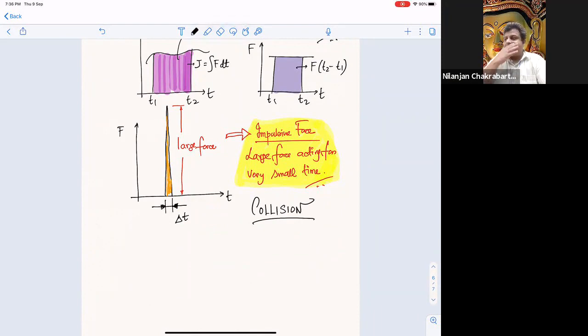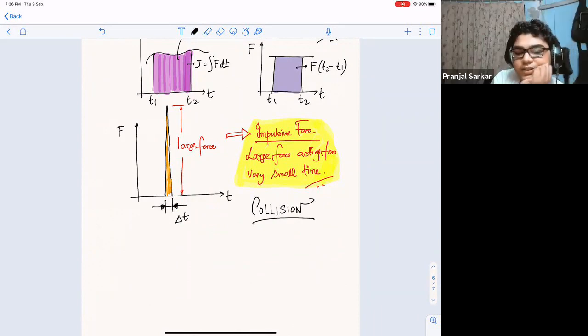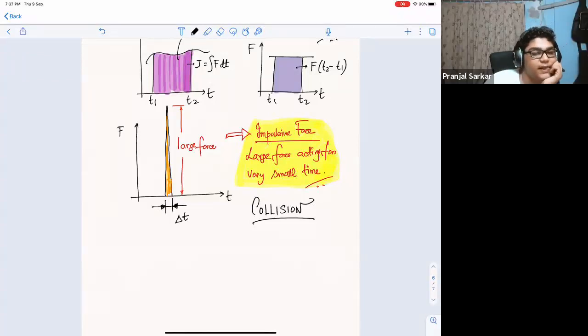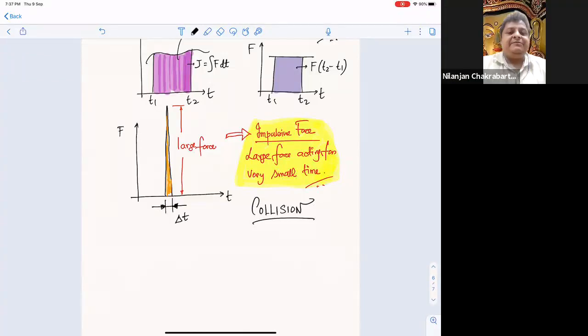Colliding, see, hitting the ball with the bat. Sir, we should say a large force F acting for a very small time, small delta t. Large force acting for very small time. That is the impulse of a force, the force multiplied by time.